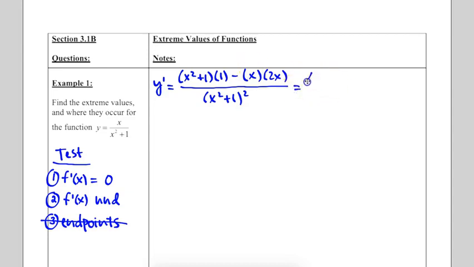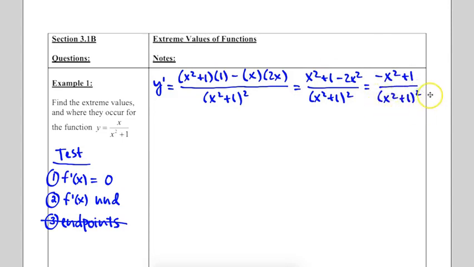So this is going to be x squared plus 1 minus 2x squared over x squared plus 1 squared, and then simplifying our numerator, it's going to be negative x squared plus 1 over x squared plus 1 squared. I'm not going to expand out the denominator. Let's just leave it like this. So first thing, let's look to see where the derivative is equal to 0. So negative x squared plus 1 over x squared plus 1 squared equals 0.